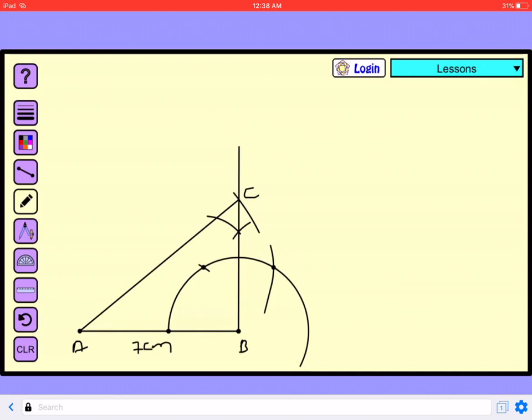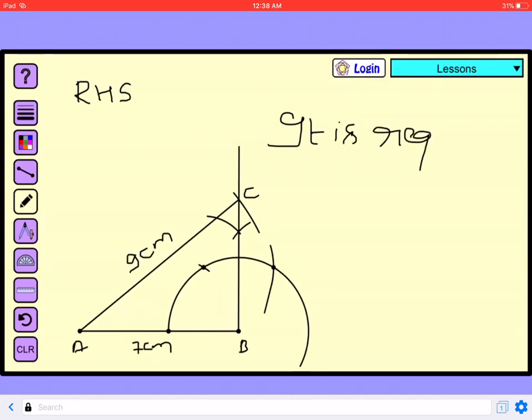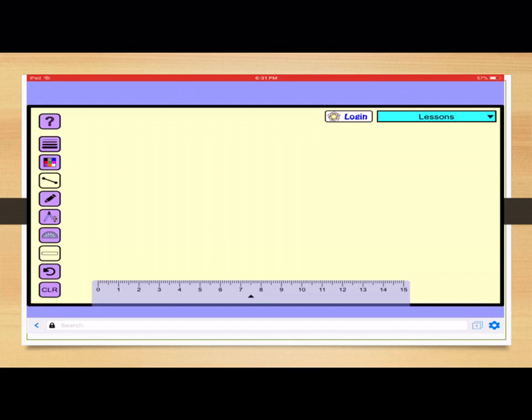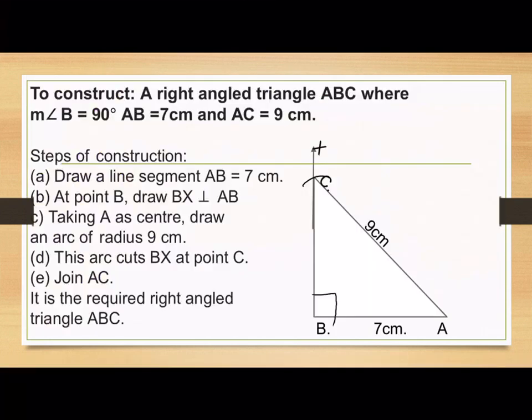So this is the required triangle ABC, whose one angle is 90 degree and hypotenuse is 9 cm and AB, that means the base of this triangle, is 7 cm. So okay students, now you will be able to construct a right angle triangle whose hypotenuse and one of the side lengths is known. So these are the major steps of construction.